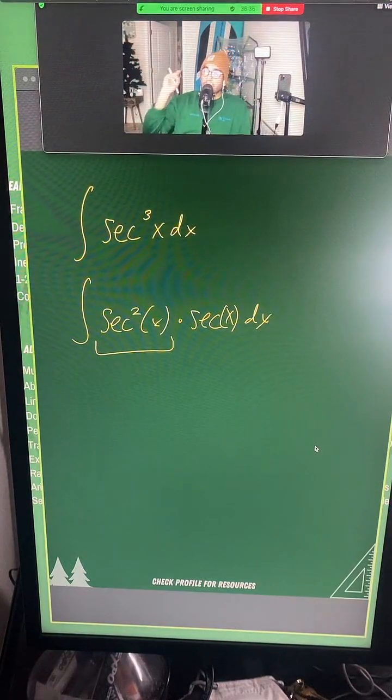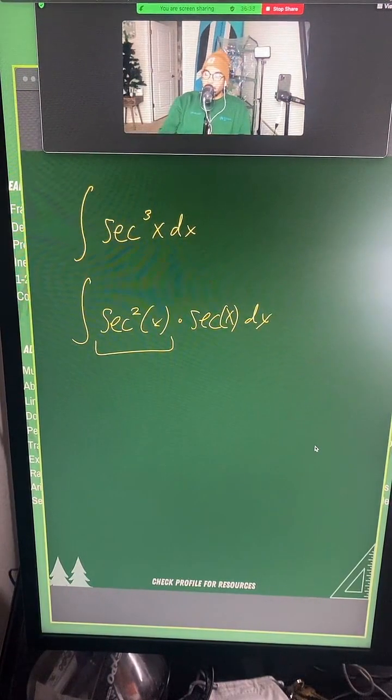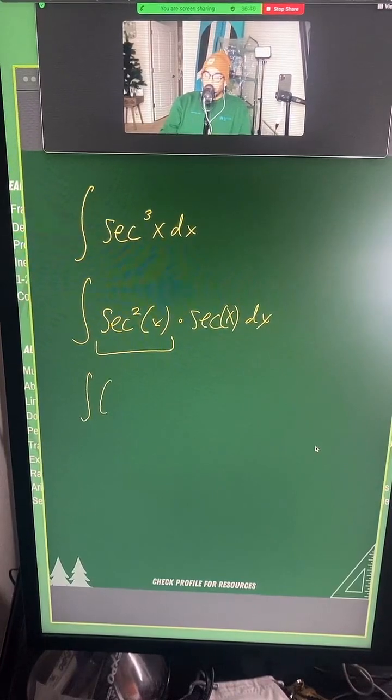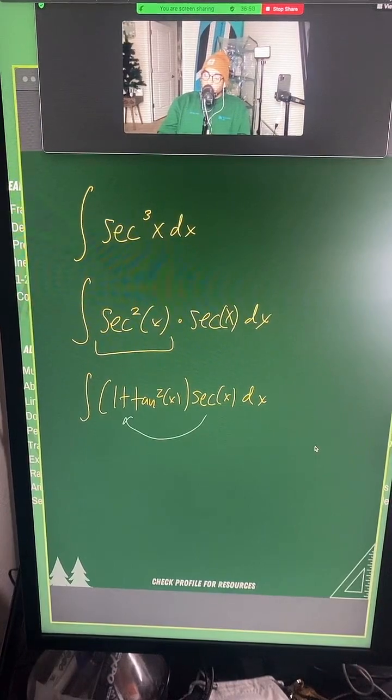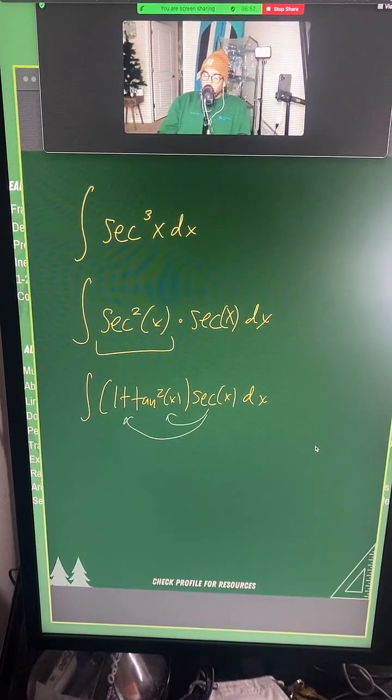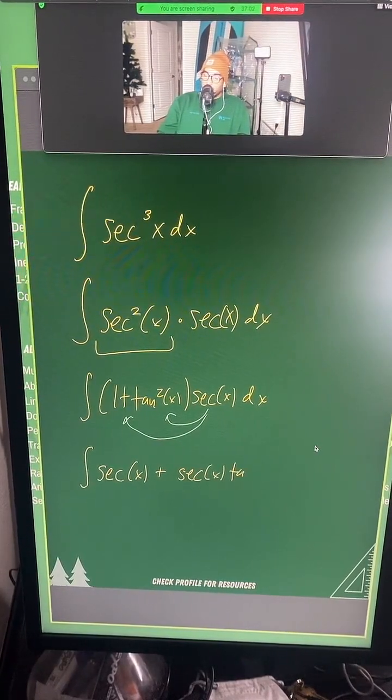Not 1 plus tangent, but 1 plus tan squared. I think that's what everyone's trying to say. So 1 plus tan squared x times secant x dx. All right, so now we're going to go ahead and distribute everything. And now we get to 1 plus, not 1, secant x plus secant x tan squared x dx.